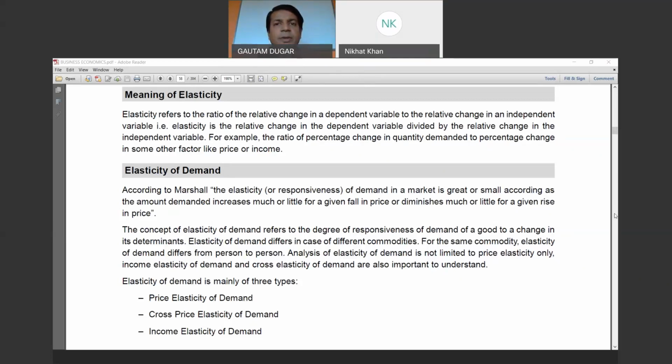So elasticity of demand, we all know, is what? Elasticity of demand measures the responsiveness which demand shows to a change in price.